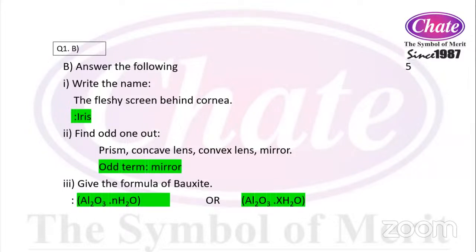Here, as we know, n represents the number of molecules of water. Similarly, it can be represented by the letter x. Sometimes you may see the letter x as well, so you can write any one of the formulas. In our book, they have given the formula as Al2O3.nH2O. Okay, so that will be the answer for bauxite.